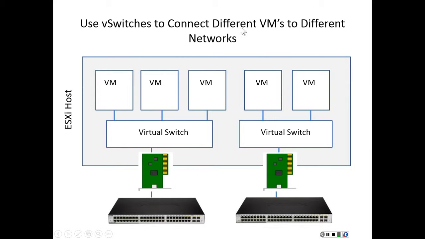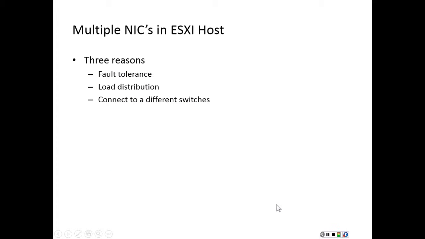You can use switches to connect different virtual machines to different networks, and what that will do is it will segment the network traffic, and it will isolate these virtual machines from these virtual machines because they will be on separate physical segments. Three reasons to have multiple network interface cards: fault tolerance, load distribution, and the ability to connect to different switches. In the next section we will talk about distributed virtual switches.